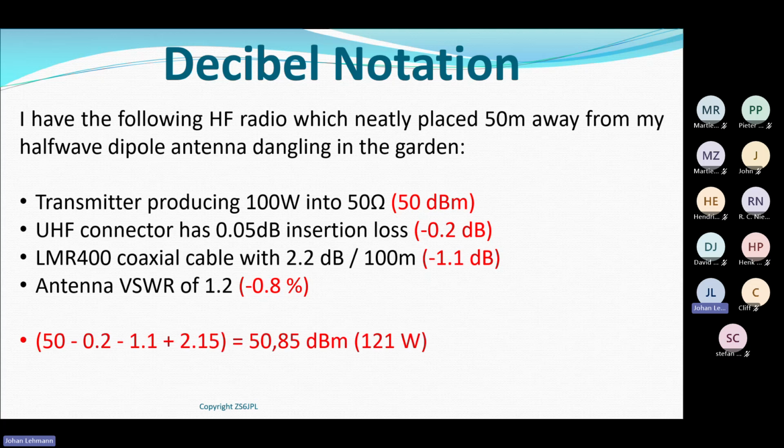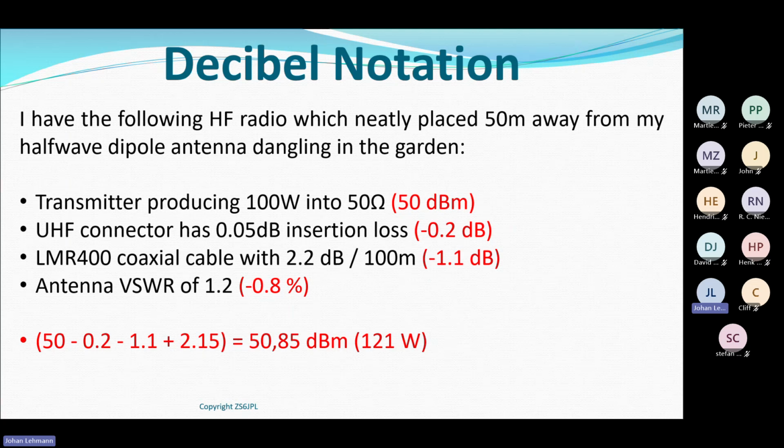So now I start the calculations again. 50 minus 0.2 minus 1.1. My antenna's got a gain of 2.15. And that gives me 50.85 dBm, which is 121 watts. Now the first thing you're going to ask me is, how can you get that? Remember, we said a half-wave dipole has a radiation pattern looking like a Krispy Kreme donut.